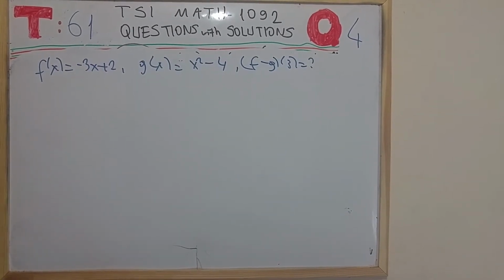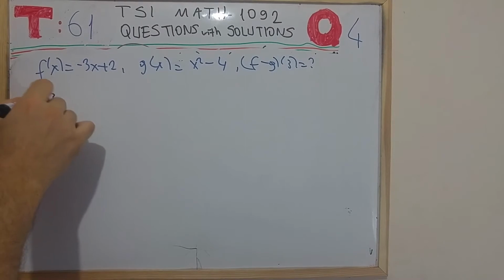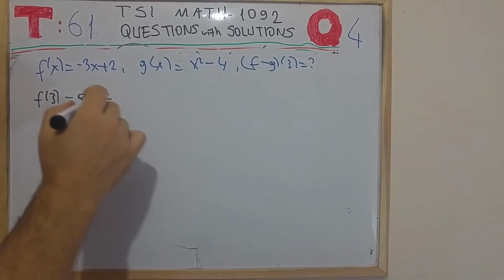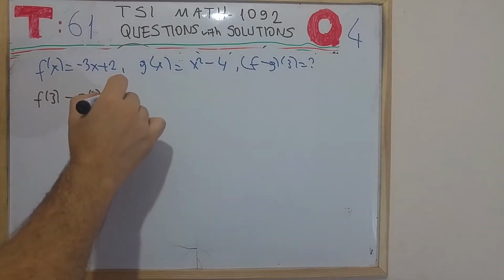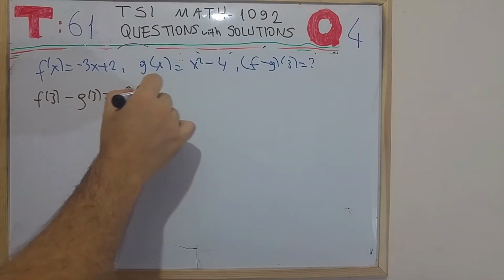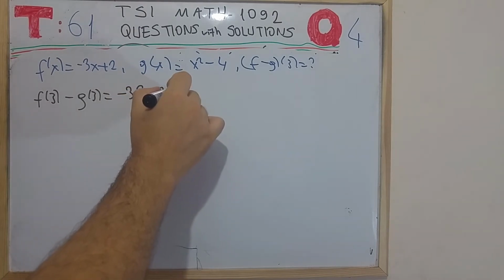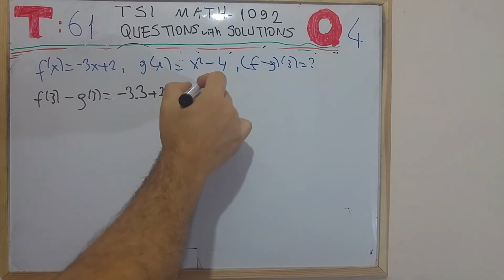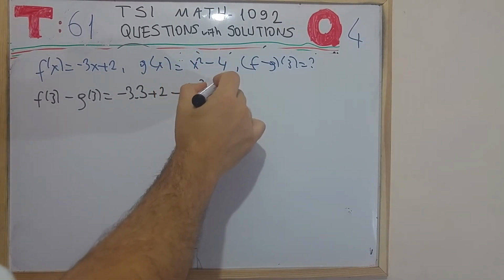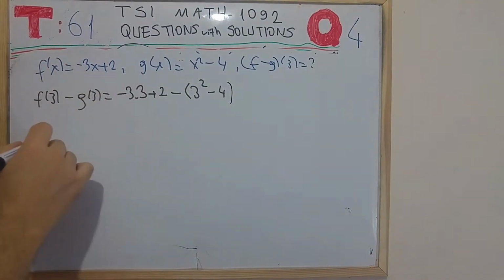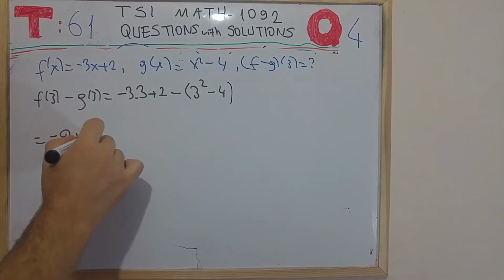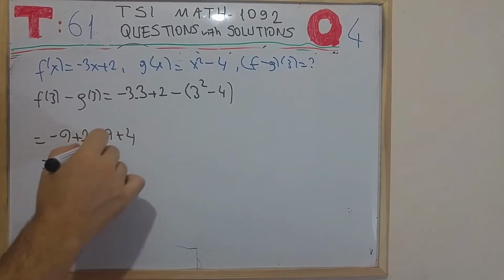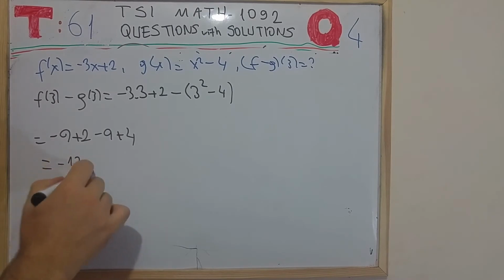F minus g of 3 is actually equal to f of 3 minus g of 3. That's why we just need to calculate this. F of 3 is equal to minus 3 times 3 plus 2, and g of 3 is equal to minus x squared, which is 3 squared minus 4. And this makes minus 9 plus 2 minus 9 plus 4, which is equal to minus 18 plus 6. That's equal to minus 12.